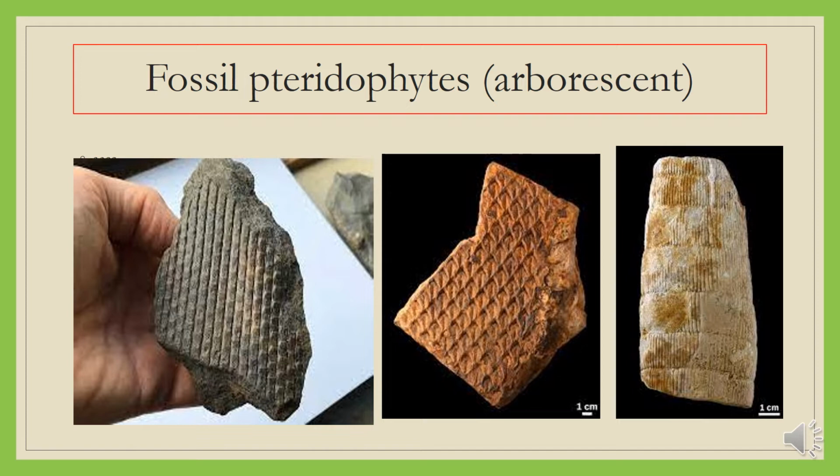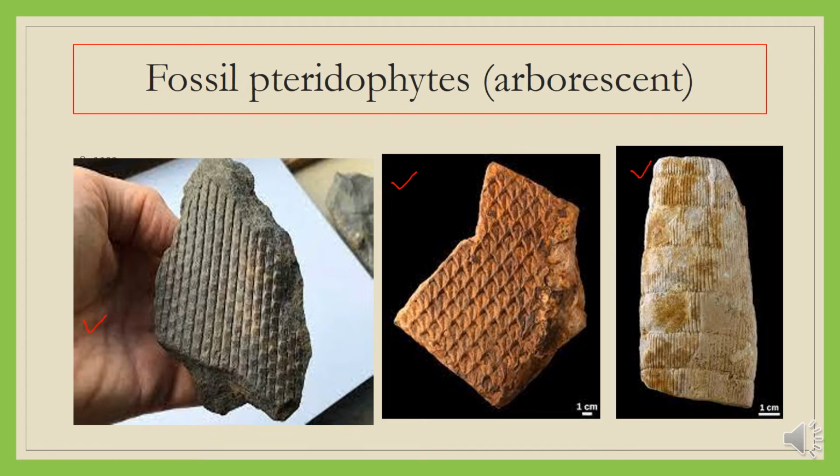So we get a lot of fossils of arborescent pteridophytes, as well as fossils of very small pteridophytes, in the Devonian rock layer and the Silurian layers. And in this picture we see three fossils. This one belonged to Sigillaria. The second one is the Lepidodendron, and this one is the Calamites.